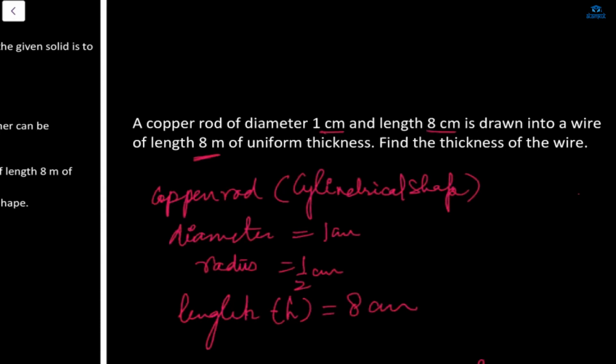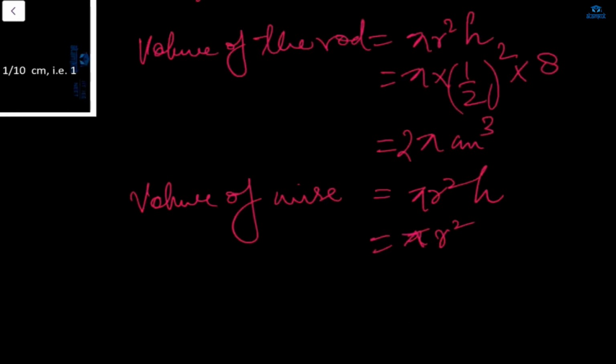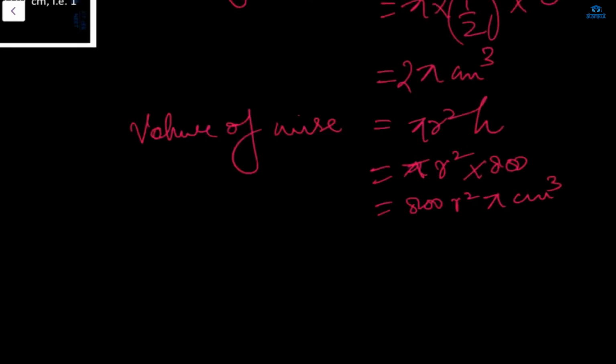Okay, so we need to convert it into centimeters. So if we are converting into centimeters, it is 800 centimeters, so it will be 800 r square pi centimeter cube. Now we are going to equate the volume, because the same material, the same rod material, is used to make a wire. So we are going to equate the volume.